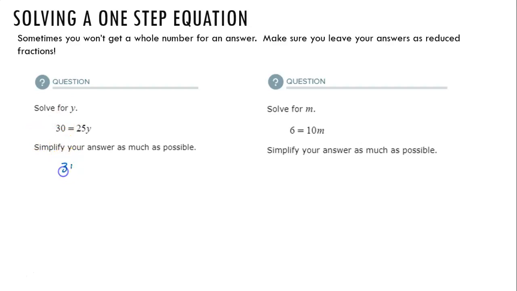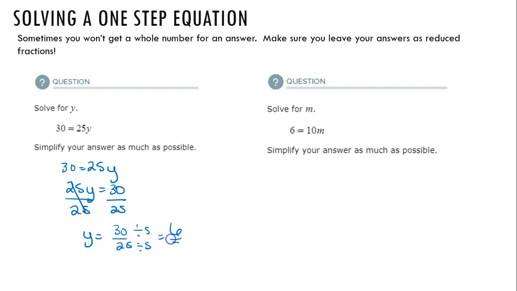For a problem like 30 equals 25y, switch that over first, 25y equals 30, and then we're going to divide both sides by 25. Do not put that into your calculator and change it into a decimal. We just want to reduce. 30 and 25 are both divisible by 5, and so we end up getting 6/5 as our solution. You pause the video and try this one on your own.